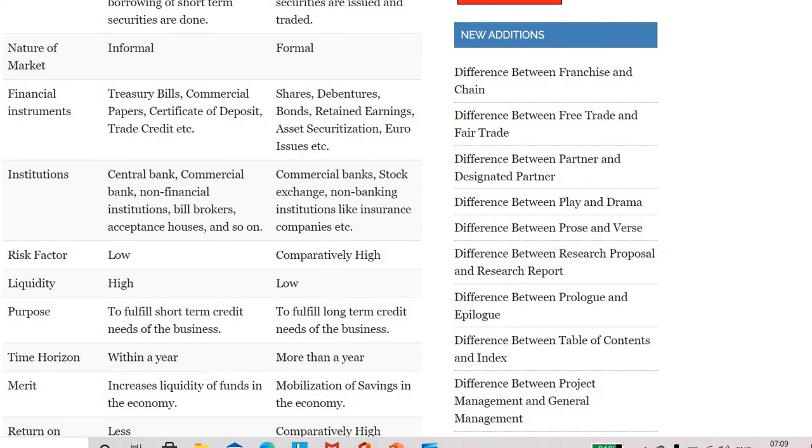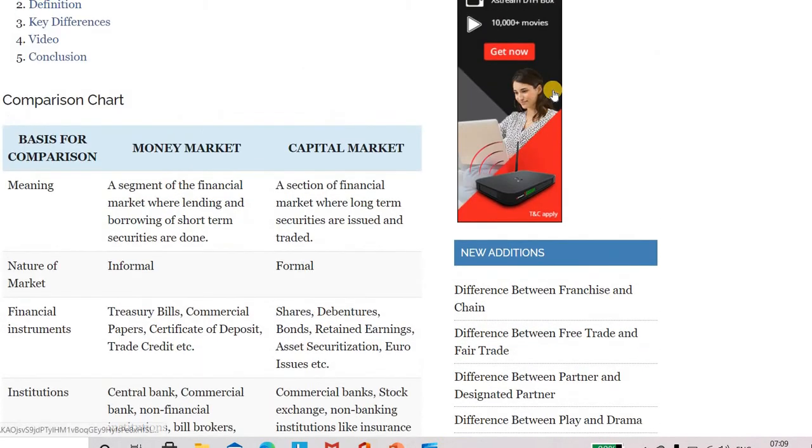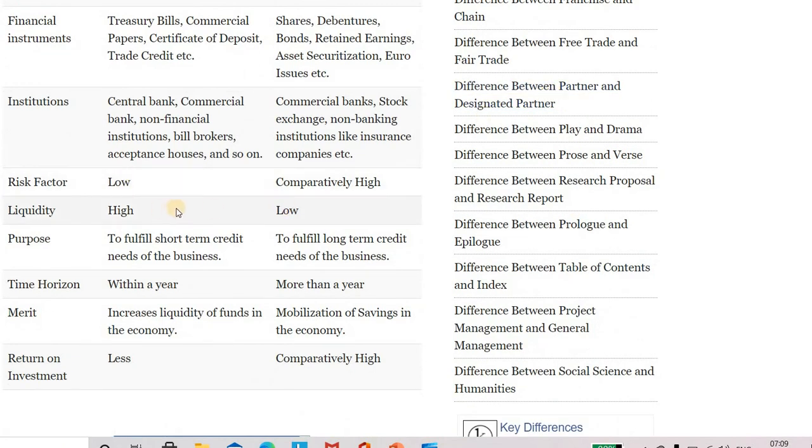Institutions: central bank, commercial banks, non-financial institutions, bill brokers, acceptance houses are the main institutions. And next one, commercial banks, stock exchange, non-banking institutions, insurance companies, these are the main institutions in capital market. Then the risk factor. If you are taking the risk factor, low risk in money market and high risk in capital market, comparatively. Okay, then about liquidity, money market liquidity is high and capital market liquidity is low.